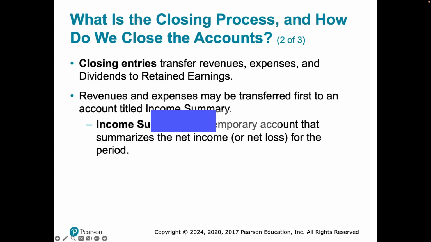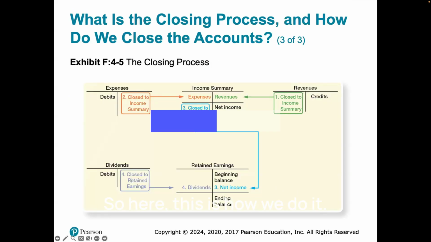Revenues and expenses do not do this. They go to a holding account, which calculates our net income or net loss, and then that is transferred over into our retained earnings account. So here, this is how we do it. Expenses have a normal debit account balance, right? So what we do is we add up all of our expenses and input a credit balance equal to the total of the debit account to make this account zero out.